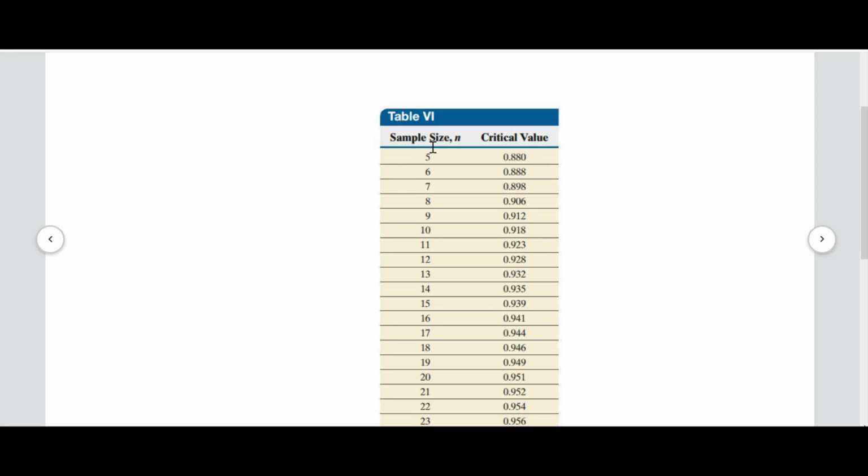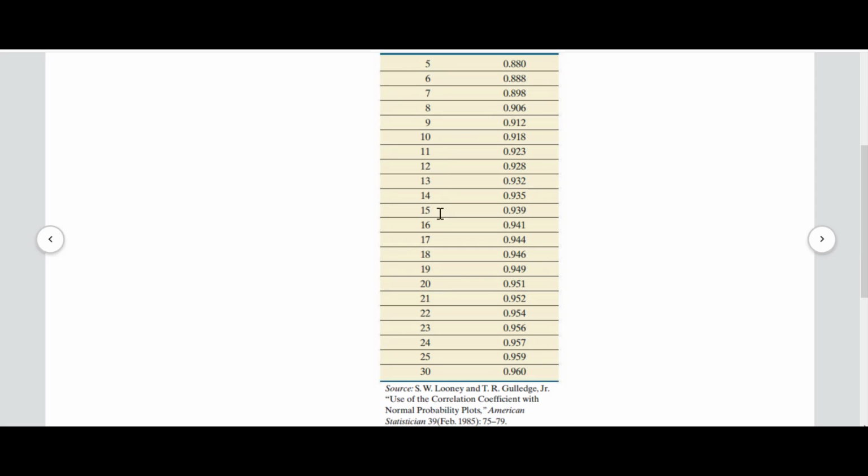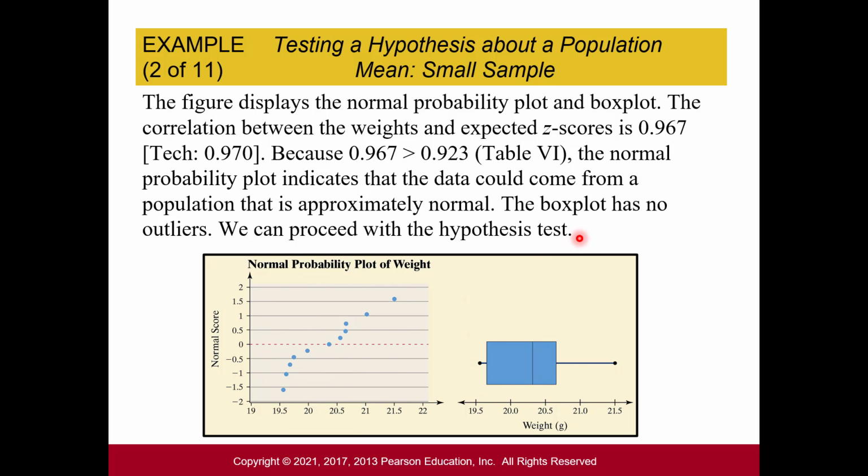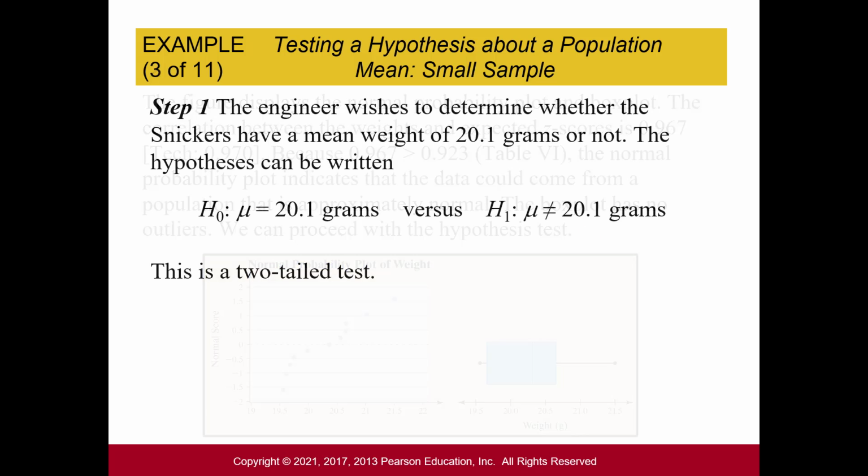And so for our sample size of 11, that's why we are comparing that value of 0.97 to 0.923. And so because it was greater, and because there's no outliers, we can claim that our data was normal enough and use our t-distribution. Okay, so now we can proceed to the hypothesis test.